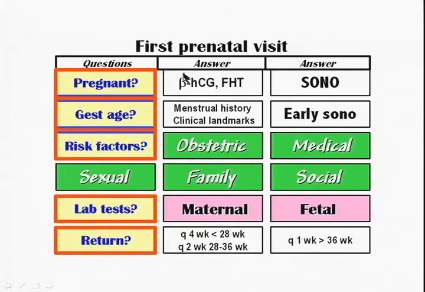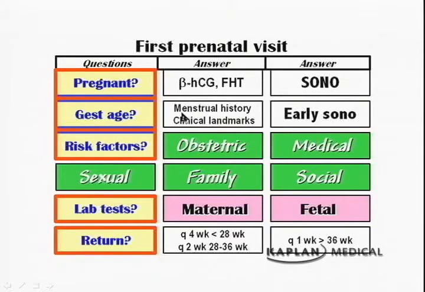The most common is looking at a beta-HCG. Now remember, beta-HCG is not diagnostic of pregnancy because you can have a beta-HCG because of an ovarian tumor. But most of the time if we have a beta-HCG, we say it is a pregnancy and we use that. Another way in the office, which is very easy to identify, is listen for fetal heart tones with a Doppler.